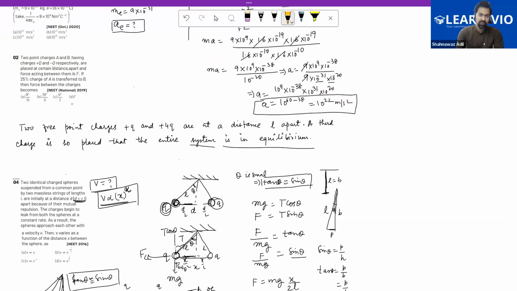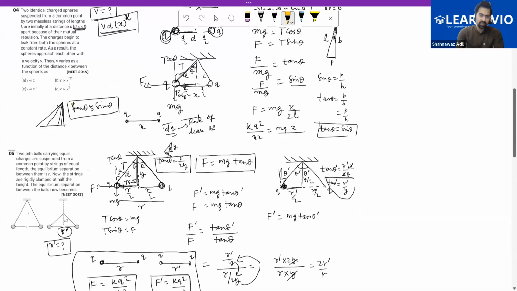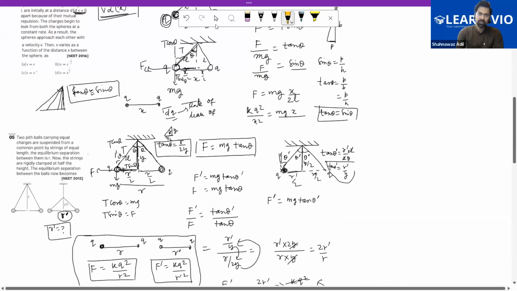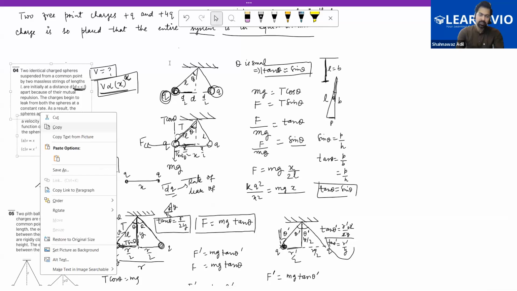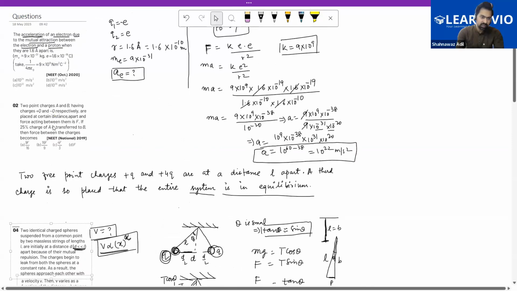Okay, this one we have done in yesterday's class, right? So let's do this. The percentage one we have done, so we can mark that. Because this question we have done in yesterday's class, right?